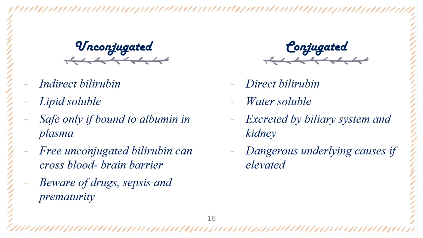So what happens if the unconjugated bilirubin crosses the blood-brain barrier? It will go and affect the brain and create brain damage, which produces a condition called kernicterus, which we will talk about towards the end of this presentation. Coming to conjugated bilirubin, it is also known as direct bilirubin, and it is water soluble.